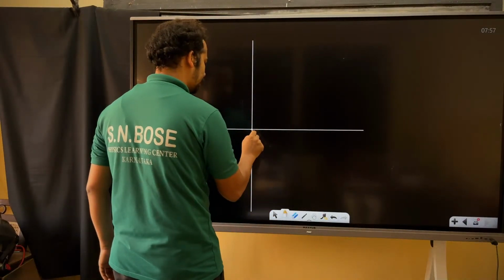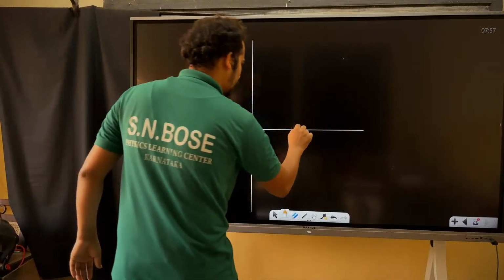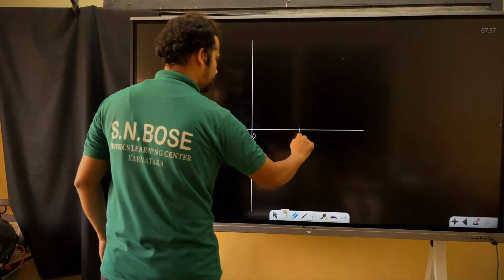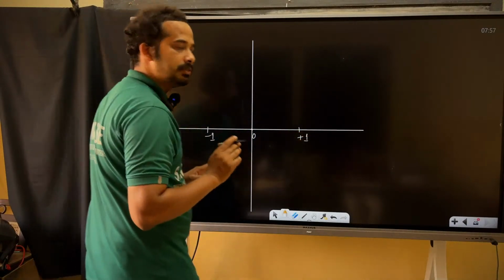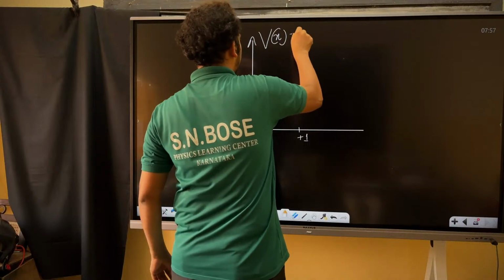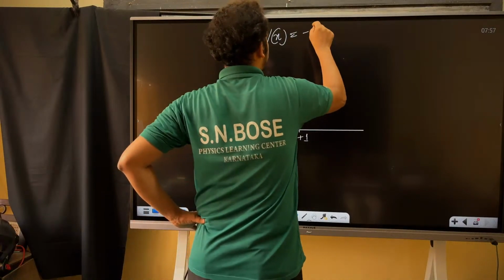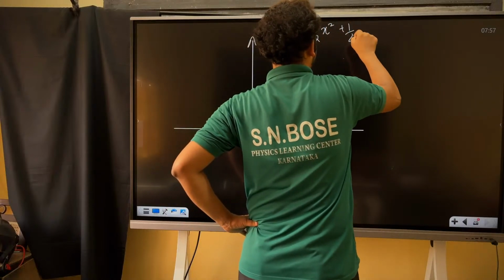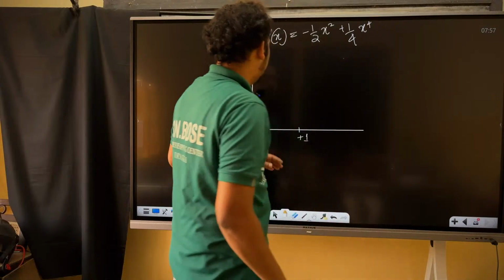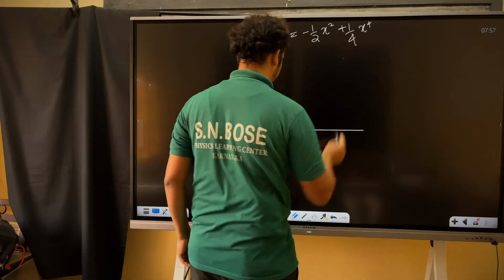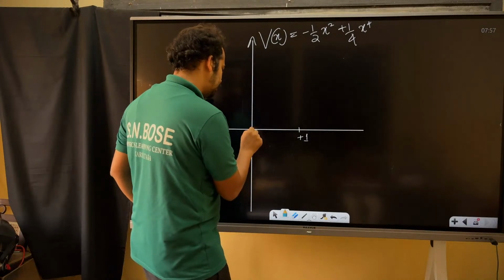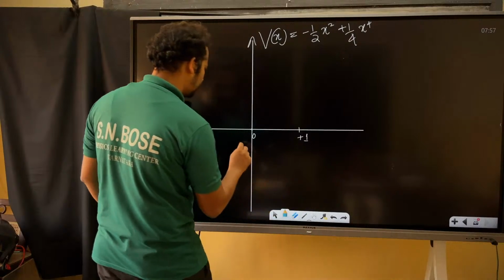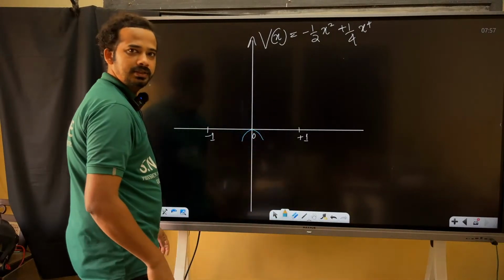At x equal to 0, it has a maximum. At x equal to plus 1 and minus 1, it has a minimum. What is the potential value? V of x is minus half x square plus 1 by 4 x power 4. When x equal to 0, the value of the function is 0, and as it has a maximum, it must be like this. It's all curve plotting skill now. Am I right? It must be like this.